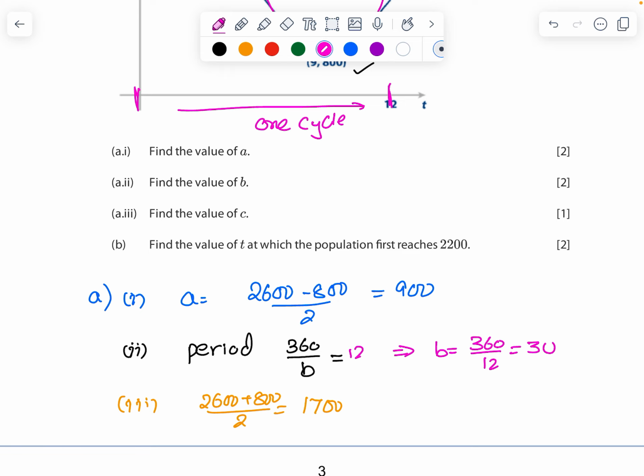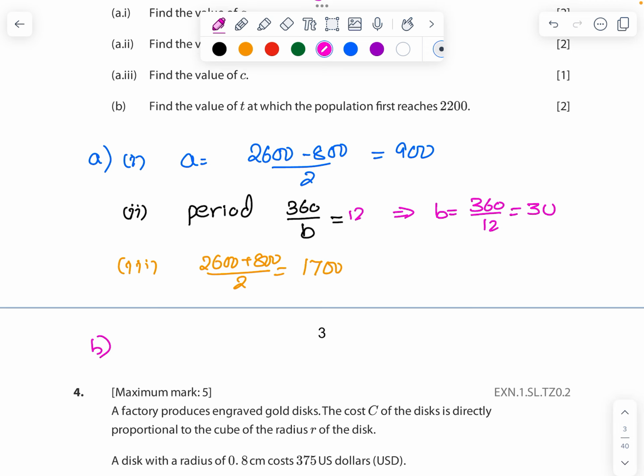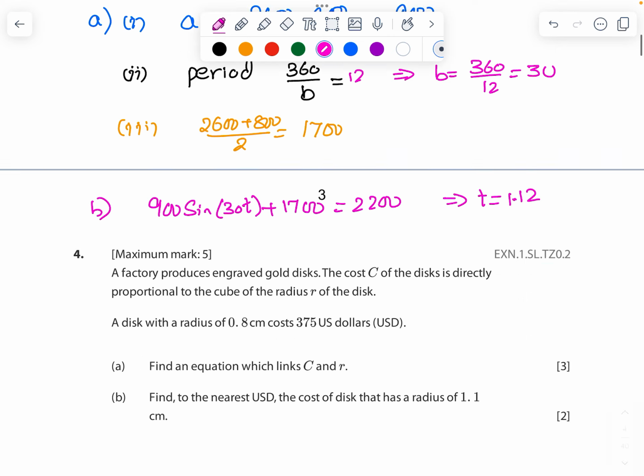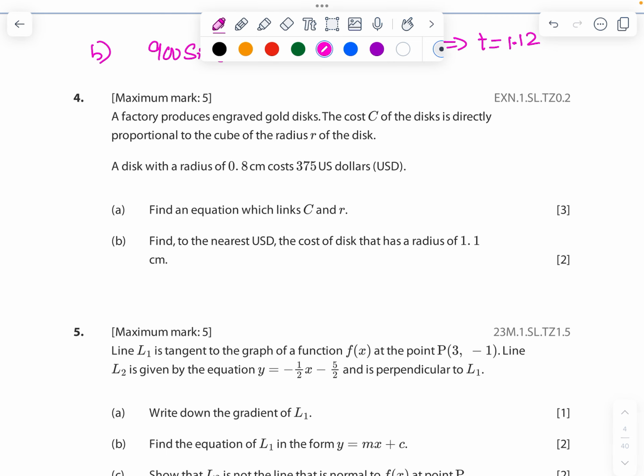Finally, for part B, find the value of t at which the population becomes 2200. So for part B, solve it by using the calculator. Sine 30t plus 1700 equals 2200. Check it out, by GDC, you should get 1.12. That's question number 3. Now go to question number 4. A factory produces engraved gold disc and the cost C is proportional to the cube of the radius.